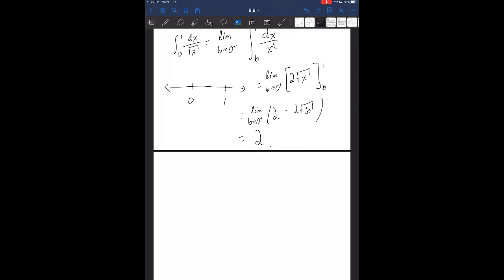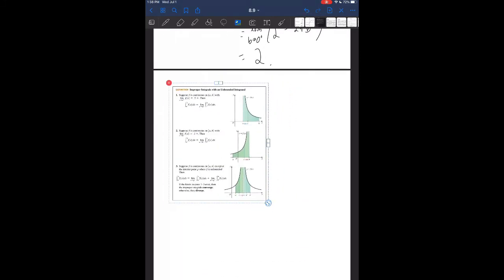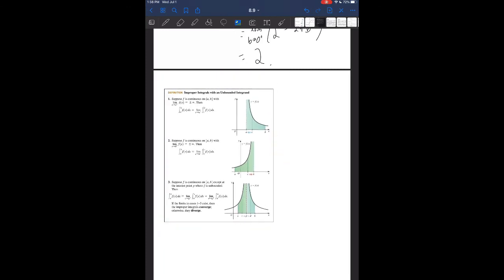So as a more general case of how this works for these problems, we dealt with the case where the a value, this lower bound right here, was going to be the place where it blows up to infinity. And so in that case, we're going to do this limit approaching from the right. In the case where our top value is going to be the value where it blows up to infinity, we're going to approach from the left with this limit as c goes to b from the left.